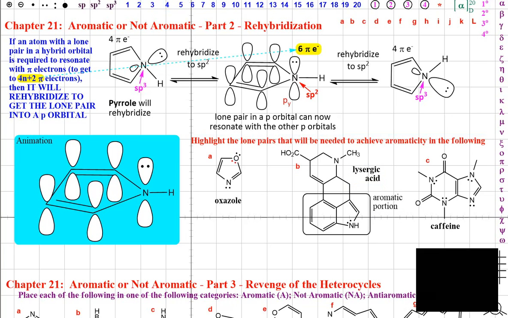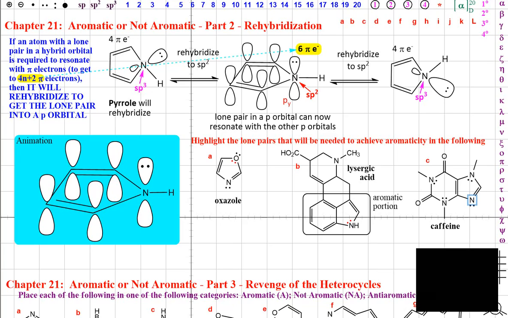In lysergic acid, the aromatic portion is the bottom ring system, and nitrogen as in pyrrole up here. Nitrogen needs to rehybridize the lone pair. In this case, to get to 10 pi electrons, resonating also with the benzene to the left. Benzene provides 6 pi electrons. This portion provides 4 more.